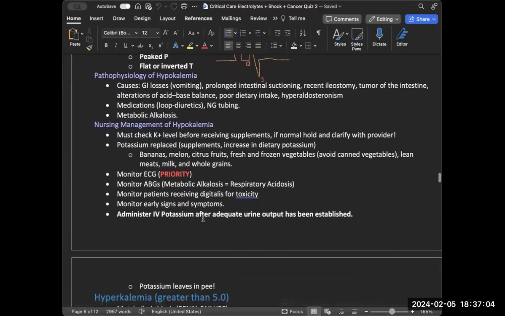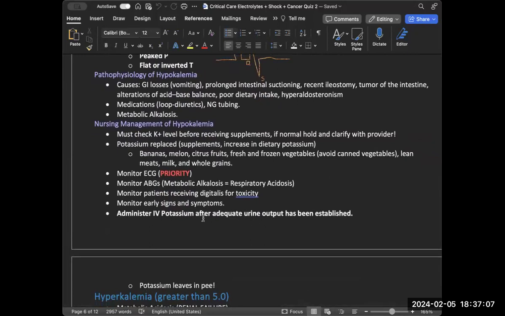So for hypokalemia, vomiting, right? GI suctioning can remove a lot of electrolytes and can cause hypokalemia. An acid-base imbalance, right? Can most definitely cause that. Hyperaldosteronism, because hyperaldosteronism means that we have so much salt. When salt usually increases, potassium decreases. So they have like an inverse relationship. Diuretics, as well as metabolic alkalosis.